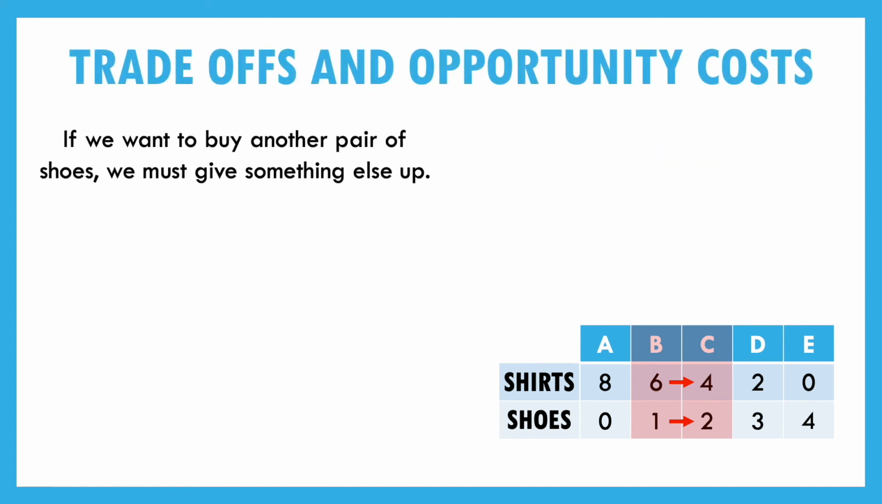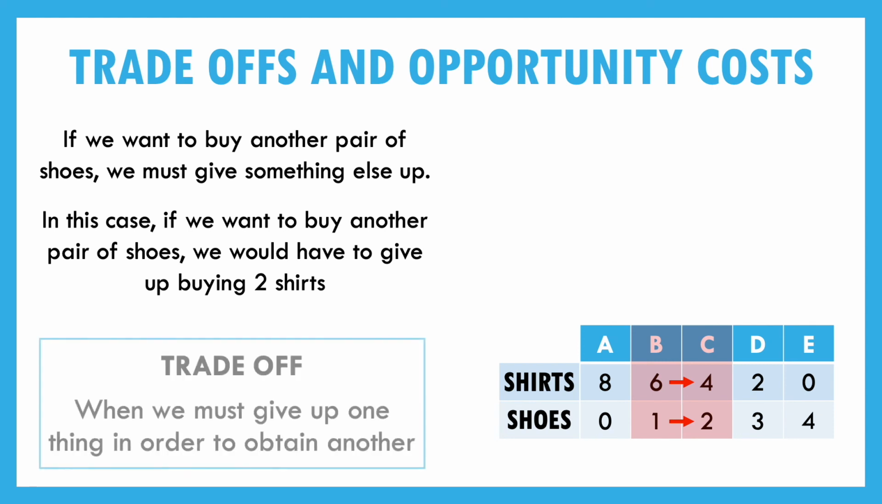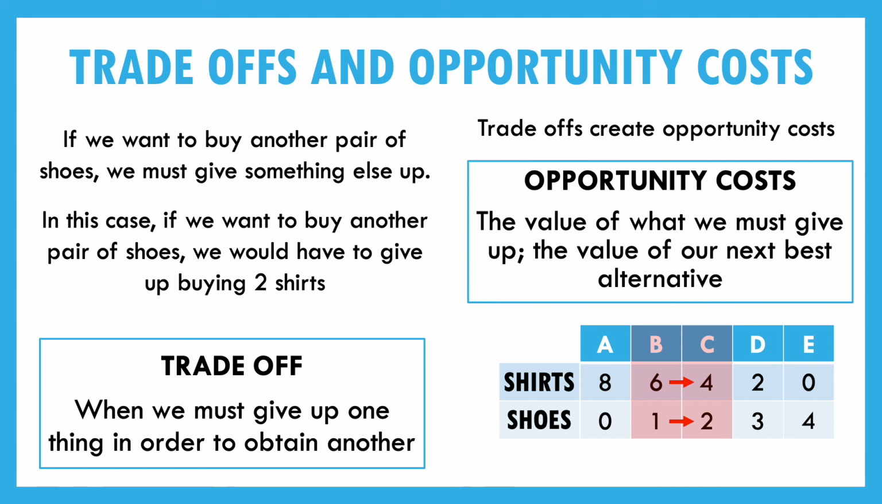We've already kind of talked about that. If we want to buy another pair of shoes, we've got to give something up. And you guys saw we would have to give up 2 shirts in order to buy another pair of shoes. This idea that we have to give something up in order to obtain something else, that's just known as a trade-off. You guys have probably heard that before. Like, what's the trade-off of doing one thing versus the other? But trade-offs create those opportunity costs. That idea that there is a next best alternative. In this case, whenever you purchased another pair of shoes, you had to give up purchasing 2 shirts. The opportunity cost for a second pair of shoes was 2 shirts.